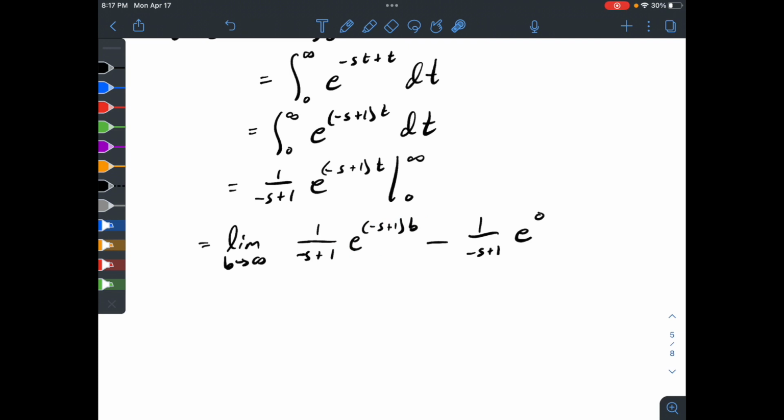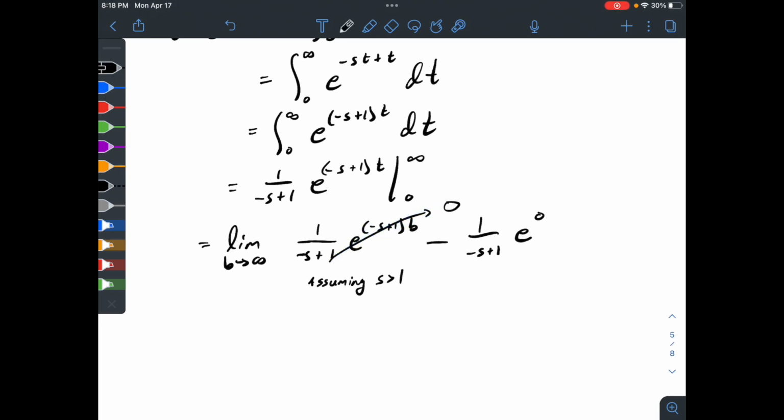This over here, negative s plus 1: we usually assume s to be as large as we need it to be in order for this limit to go to 0. And so this does go to 0 if we assume s is bigger than 1. Because if s is bigger than 1, then negative s plus 1 is going to be a negative number. So e to the negative b, as b goes to infinity, goes to 0. If this was a positive number, this limit would be infinity, but it's negative, so it goes to 0.